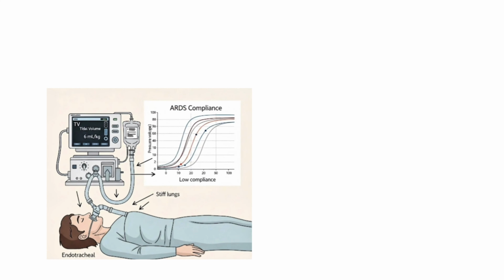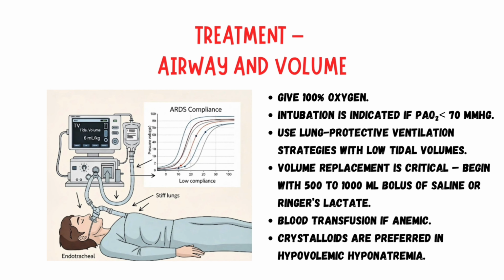Now, in treatment, first of all, we have to make sure that the patient can breathe, so we should give 100% oxygen. If the partial pressure of oxygen is less than 70, then we have to intubate the patient. Also, we can use lung protective ventilation strategies with low tidal volumes.